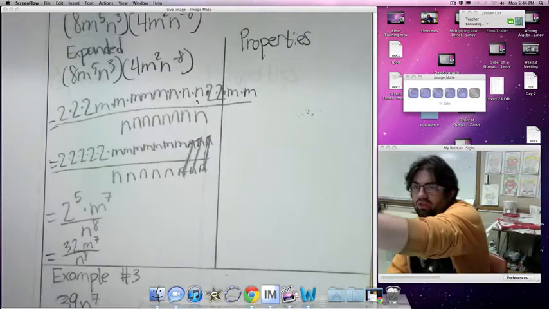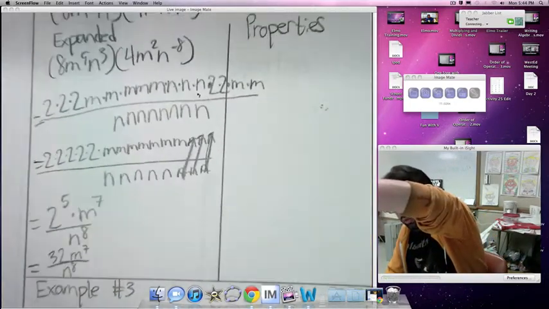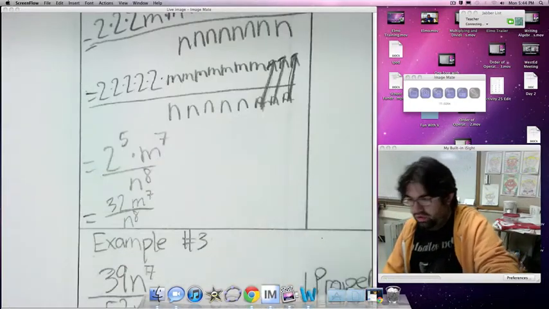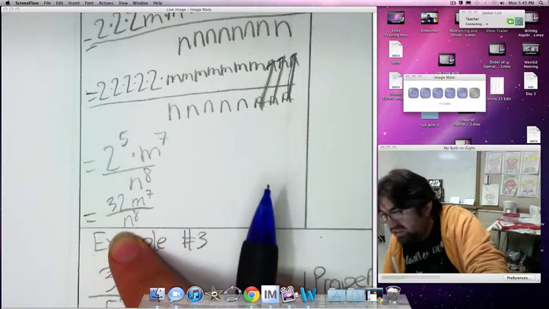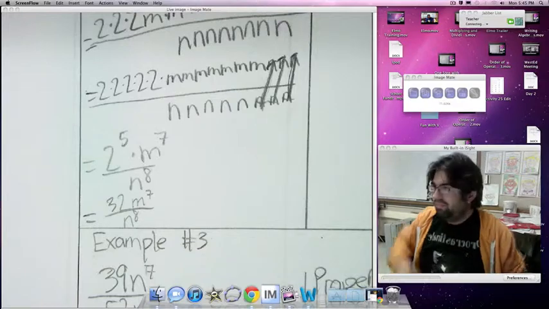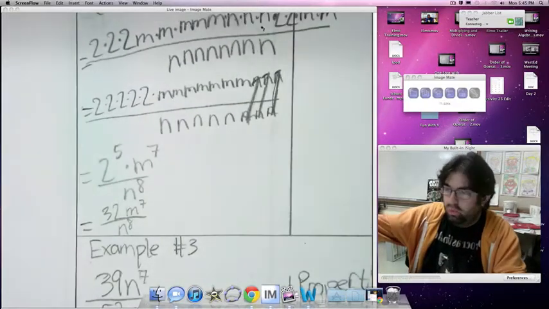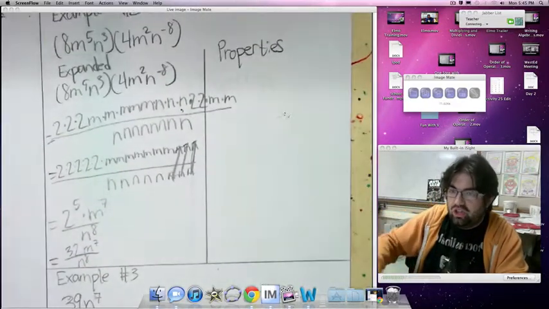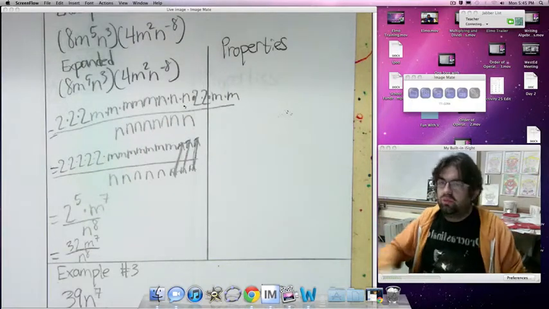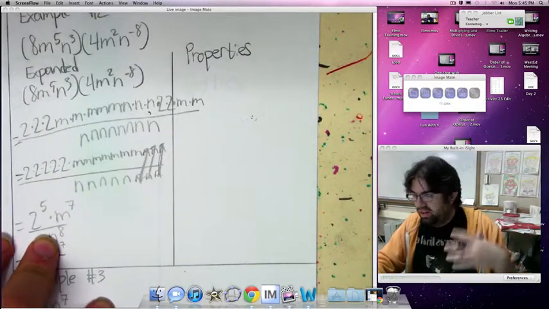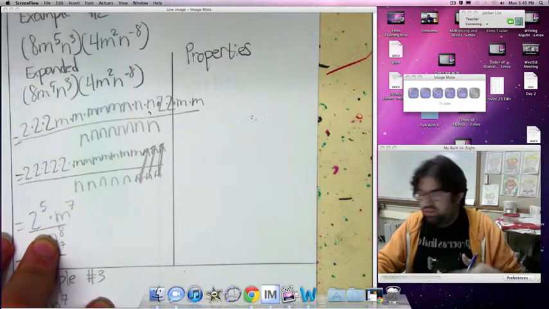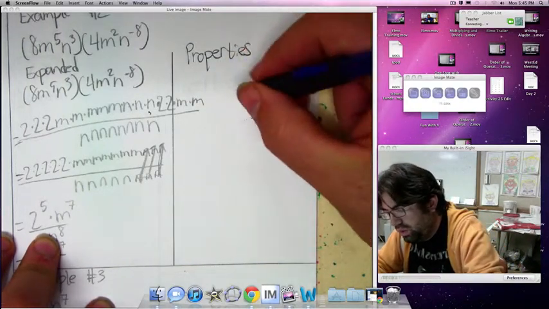I'll zoom in on it a little bit: 32 times m to the 7th, all divided by n to the 8th power. And that's a lot of work. But look what happened with expanded notation. We've got all these different variables, all this madness. And man, this isn't Sparta. This is Contra Costa Valley. So, here we go.